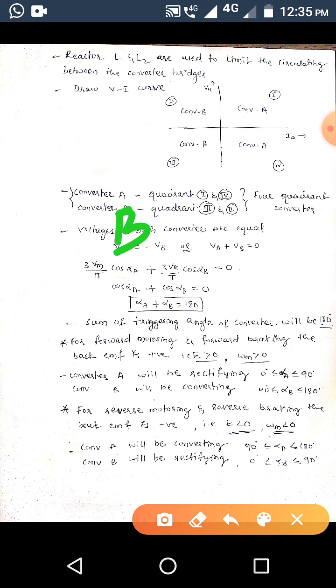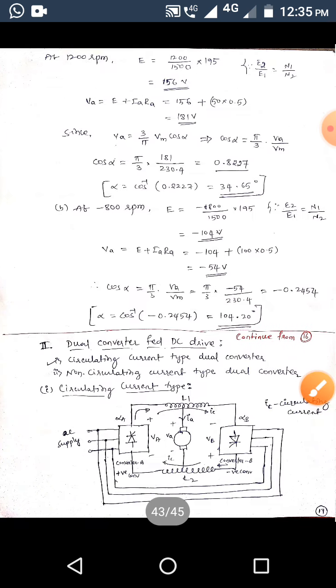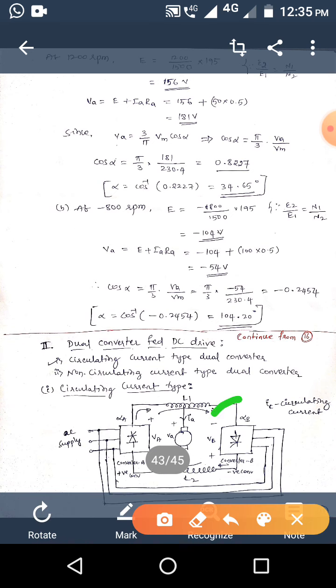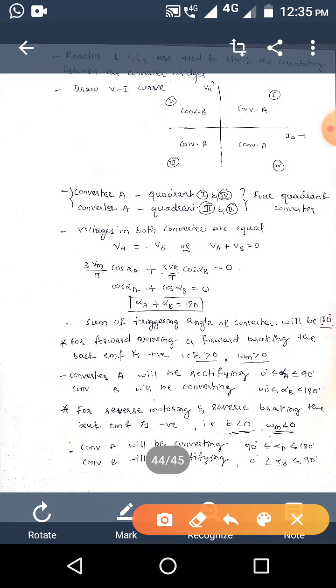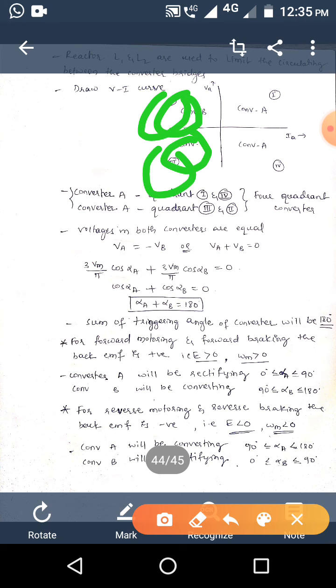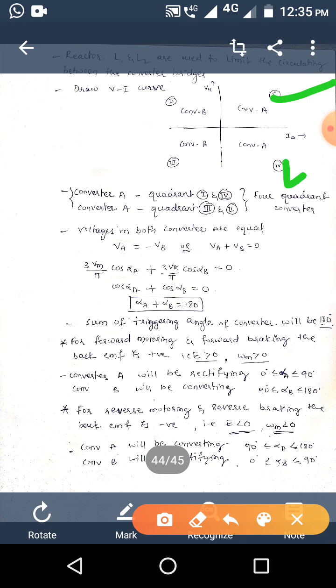In quadrants 3 and 4, as we have seen here, converter B will be in reverse, that is negative to positive, is it right? It will be the reverse direction. So in both quadrant 3 as well as quadrant 2, the current is negative, and converter B will be operating in these two quadrants. Converter A will operate in quadrants 1 and 4, and converter B will be operating in 3 and 2.